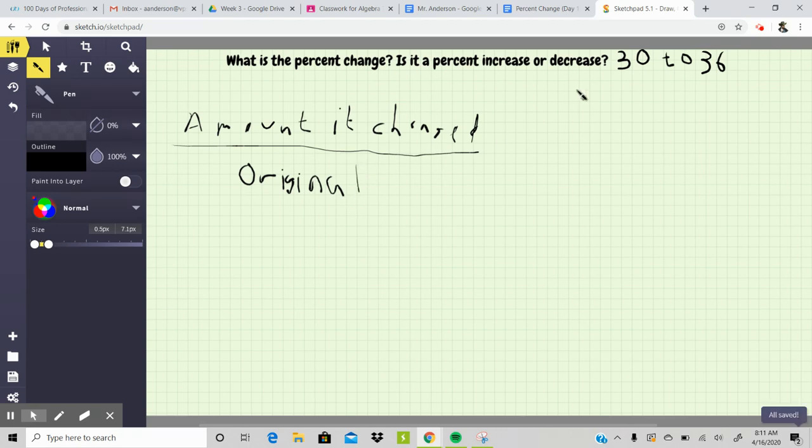All right. So in this one, to get from 30 to 36, it changed by 6, right? And we could figure that out by just taking 36 minus 30, and we would get 6. So those two numbers are 6 apart, right? So in this one, we get 6 over the original. Well, the original is the starting number, which was 30 right here. So over 30.